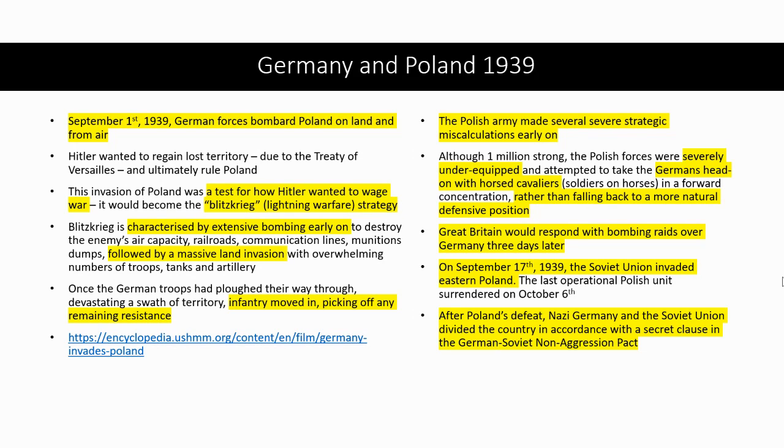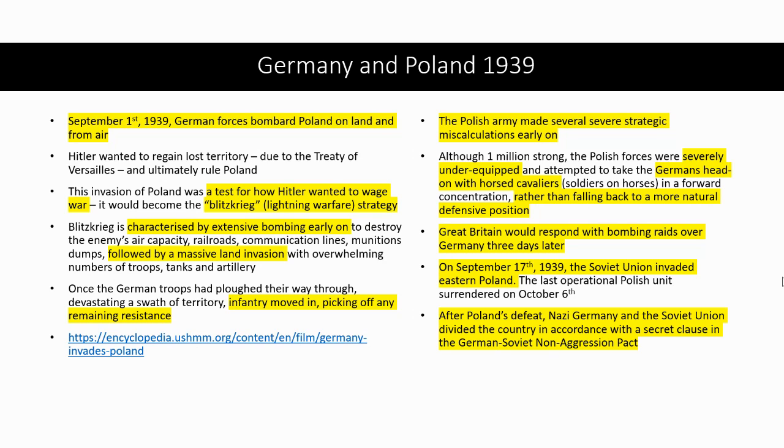The Polish army made several severe strategic miscalculations early on. Although they had 1 million people, the Polish forces were severely under-equipped and attempted to take the Germans head-on with horse cavaliers, so that's soldiers on horses, in a forward concentration, rather than falling back to a more natural defence position. Great Britain would respond with bombing raids over Germany 3 days later.